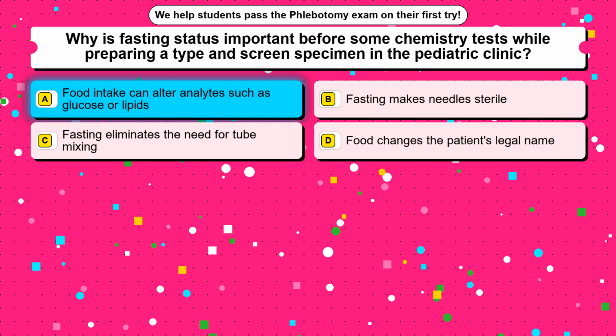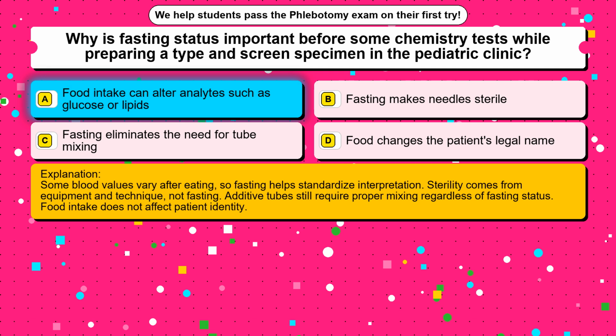The correct answer is option A. Food intake can alter analytes such as glucose or lipids. Some blood values vary after eating, so fasting helps standardize interpretation. Sterility comes from equipment and technique, not fasting. Additive tubes still require proper mixing regardless of fasting status. Food intake does not affect patient identity.